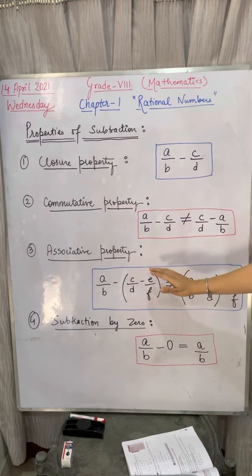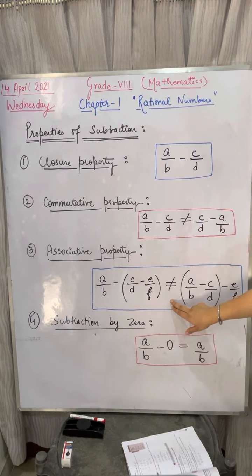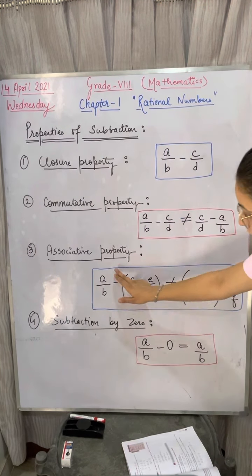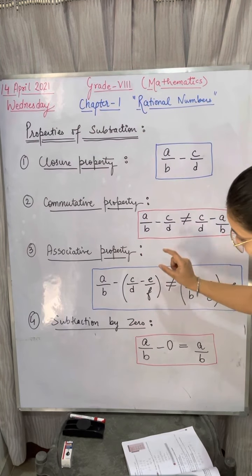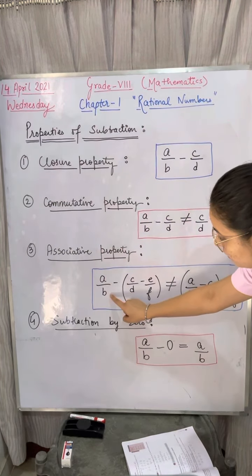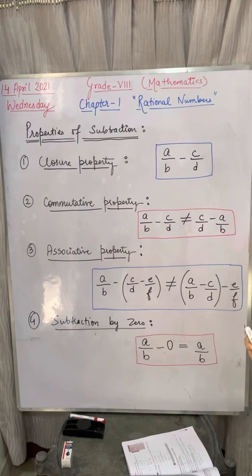Similarly, associative property. In the addition case, it was equal. But in the case of subtraction, it is not equal. A upon b minus c upon d minus e upon f, if you open this bracket and then subtract from a by b, this answer will be totally different from this answer. So these are the properties: closure, commutative, associative.